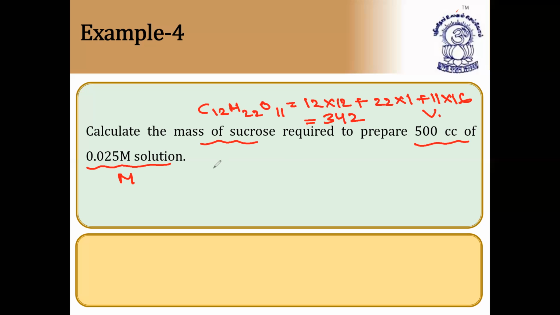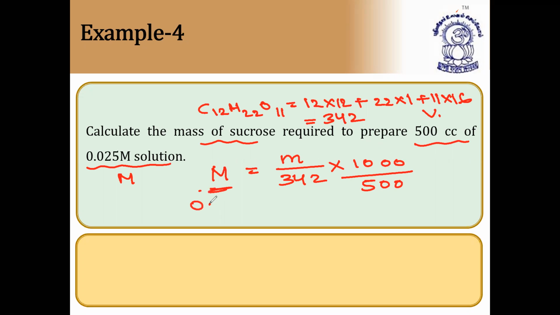Now molarity, M, is equal to weight of solute, that is mass of sucrose, M, by molecular weight of sucrose, 342, into 1000 on the numerator, divided by volume, which is 500. So simply if you do, you'll get the M value, and here M is equal to the given 0.025.